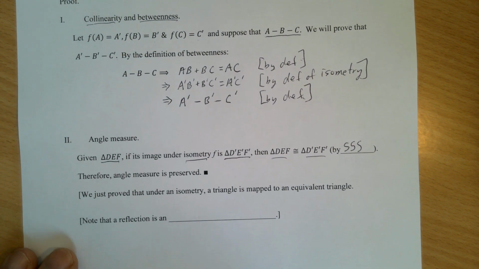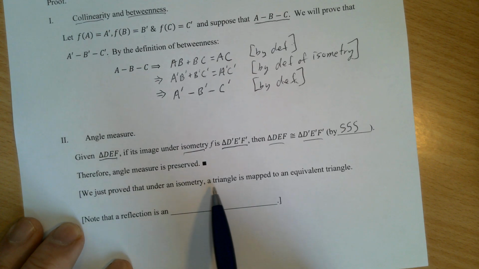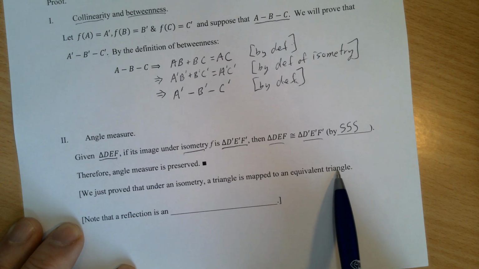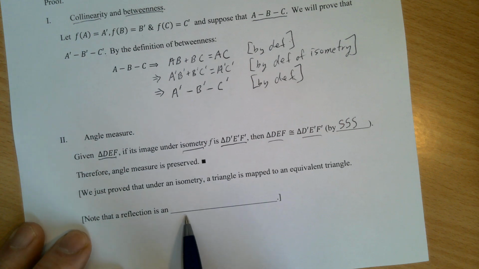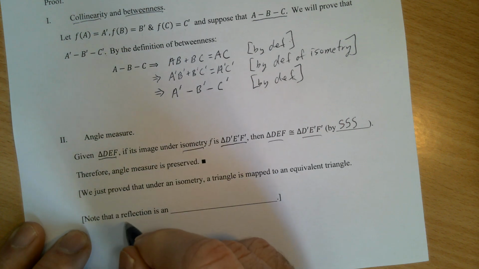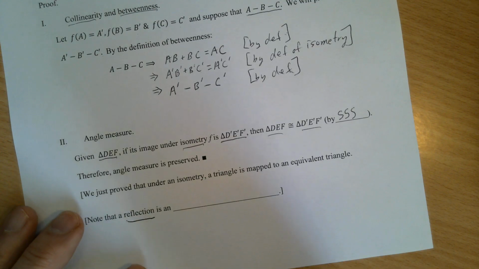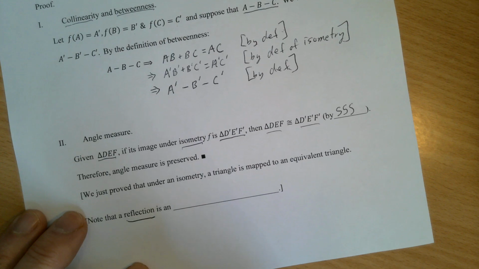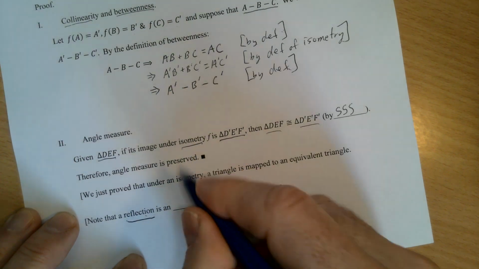So just as a comment, we just proved that under an isometry, a triangle is mapped to an equivalent triangle. It's just mapped to another triangle that looks exactly like the original. And you can probably guess what this is. Note that a reflection, think of it as a mirror image. If it's just a reflection, all line segments are going to be the same size. So a reflection is an isometry.